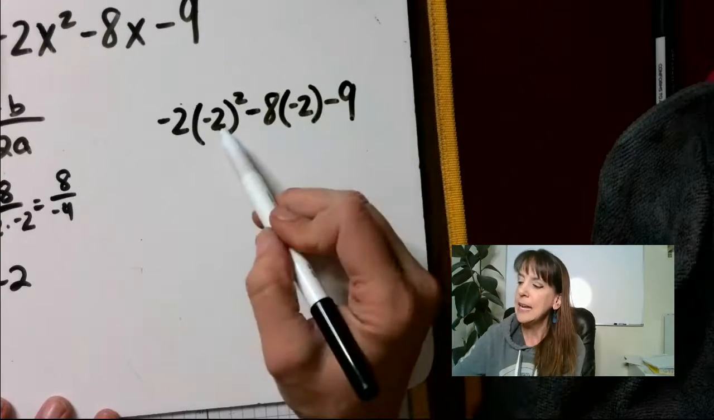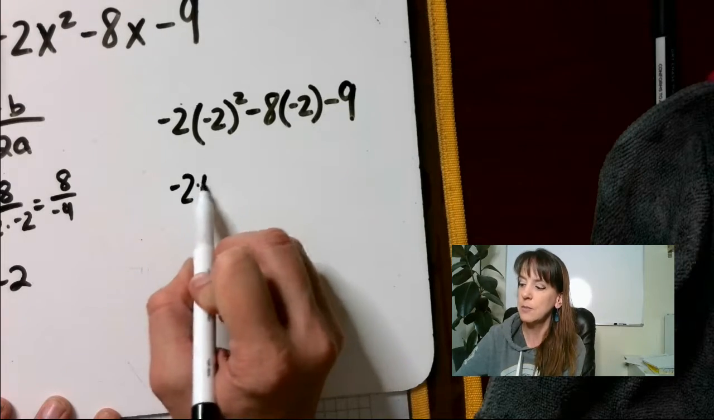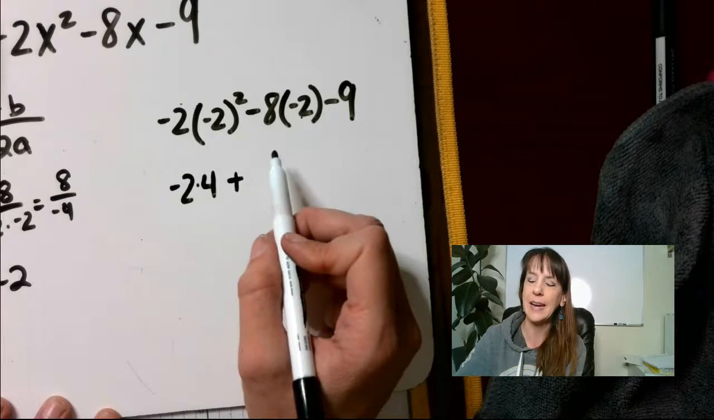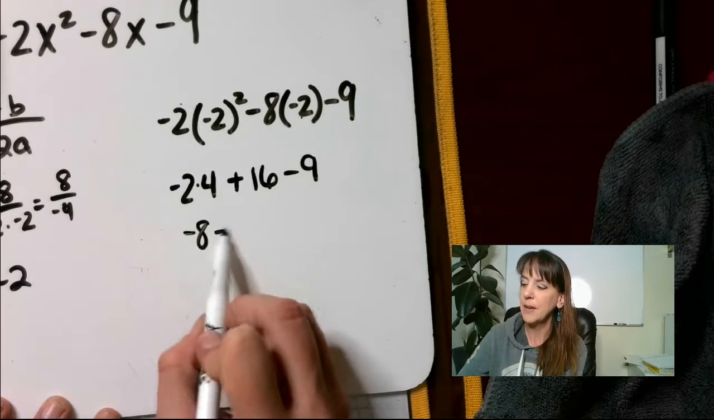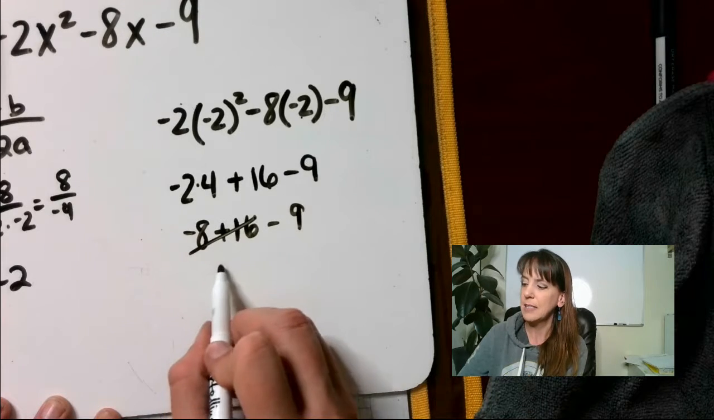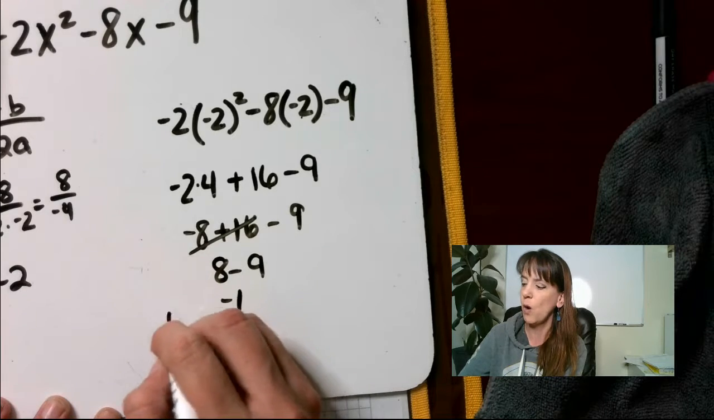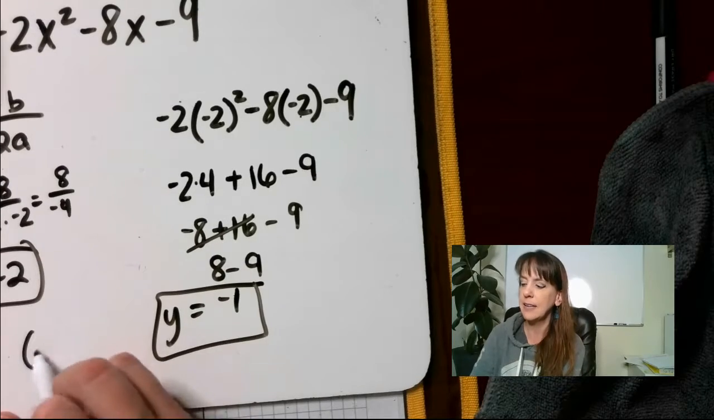All right, -2 squared is going to be 4, so -2 times 4. Negative times a negative is a positive. 8 times 2 is 16 minus 9. This is going to be -8 plus 16 minus 9. This right here gives us +8 minus 9, which gives me -1. So y equals -1. So your vertex on this guy is -2, -1.